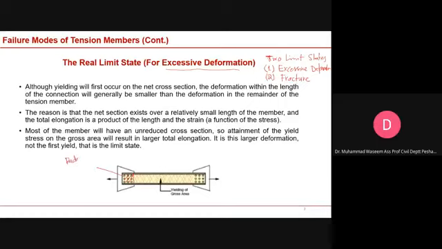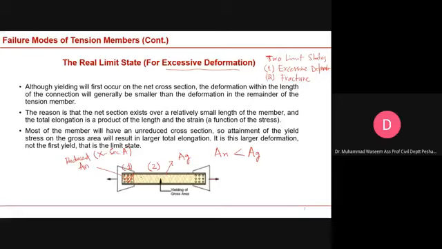Over here the cross-sectional area is reduced. The cross-sectional area in this part is reduced compared to this. So we get the net area in this region, and we get the gross area, and the net area is less than the gross area. Whenever the load is applied to the member, where do you think the deformation will occur first? Here or in this region?